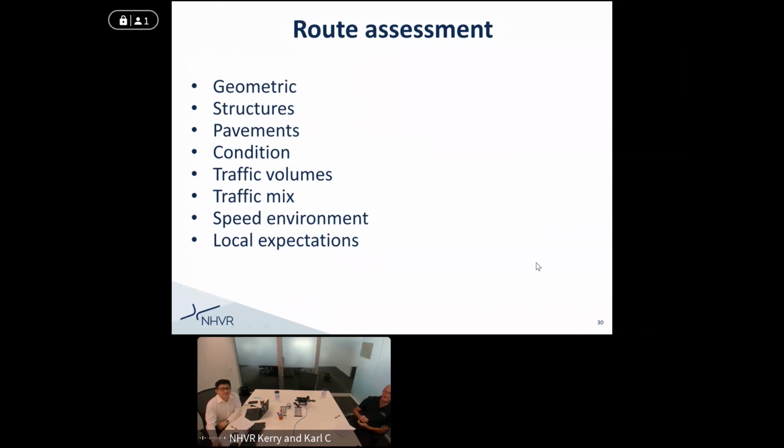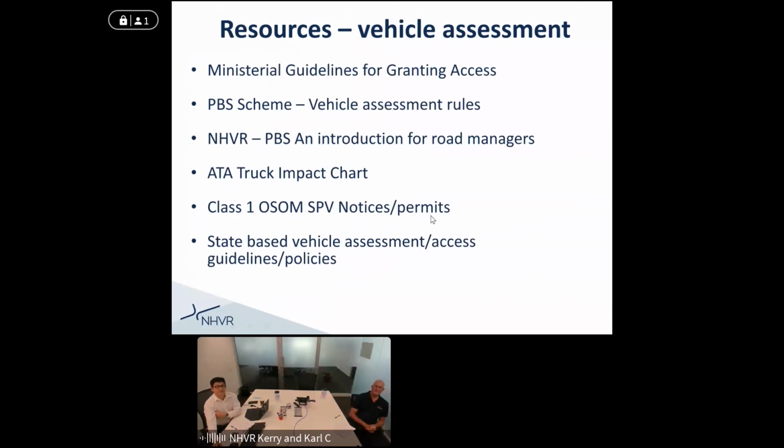So I think that's okay. Some resources for vehicle assessment. So there's the ministerial guidelines for community access. I think some of these I've sent earlier on, but I'll link them in the resources, because I think we had some issues where the email was too big. Okay. So there's the PBS scheme vehicle assessment rules, the introduction for road managers, which was produced by the NHVR, the ATA truck impact chart, Class 1 OSOM and SPV notices or permits that are available from our website, and then you've got your state-based vehicle assessment, access guidelines and policies for vehicles. So each individual state's got that.